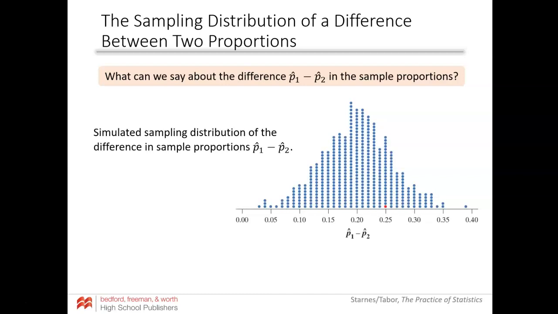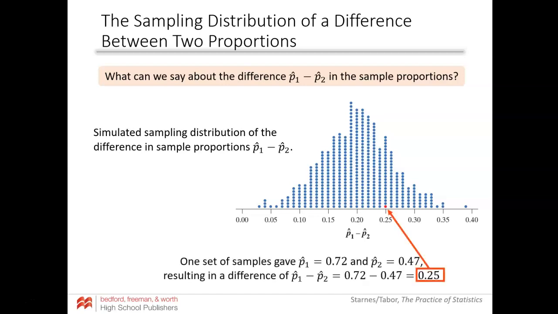What if we showed a simulated sampling distribution of the difference in the sample proportions? We did something like this way back in the day where we made that simulated difference of the John and Jen resume ratings. So this is a similar idea. But you'll notice they've highlighted that one little red dot there. So one set of samples gave p hat 1 of 0.72 and p hat 2 of 0.47, and when they subtracted them in p1 minus p2 order, they got a difference of 0.25. So that's where this one little red dot came from in the simulation.